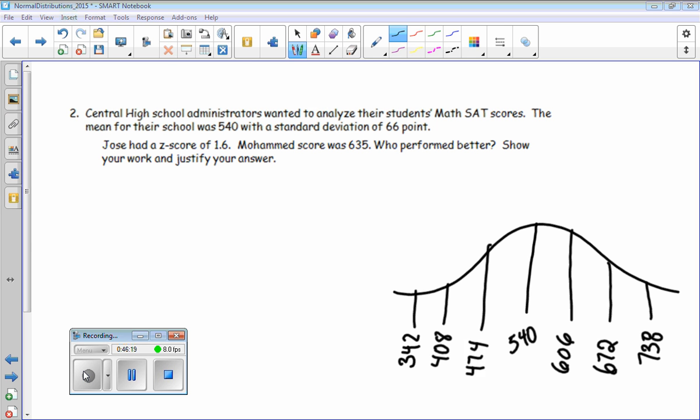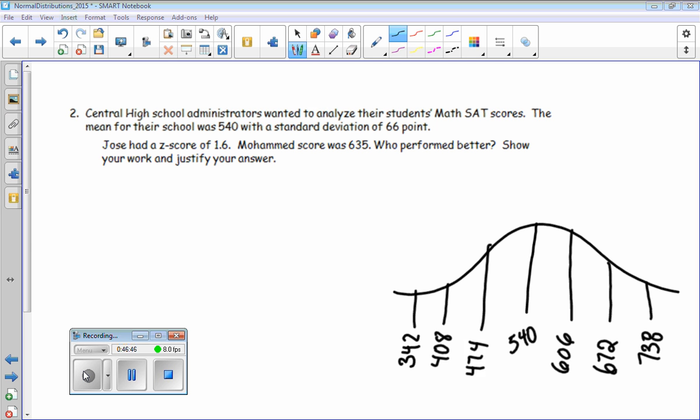There's a couple of different ways to approach it. What would you do? You could either find the z-score of both and see which one's higher, or you could find what they actually scored. Either way would be okay. I could actually take the z-score of 1.6 and find Jose's actual score and work backwards that way, or I could find the z-score for Muhammad and compare it that way. Either one would be okay, does not matter.